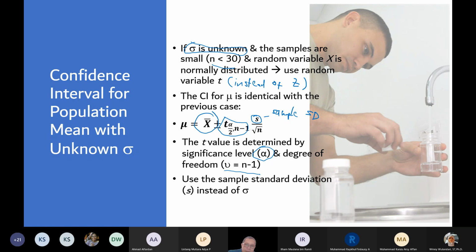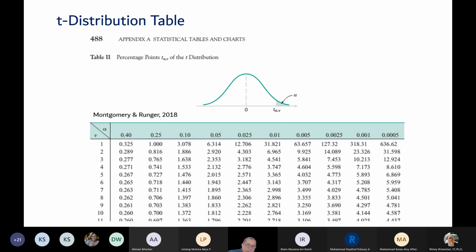Let's move on to the next one. This is the t table.